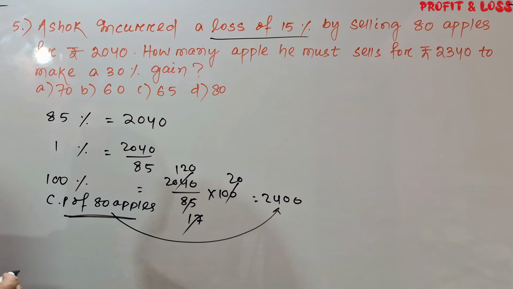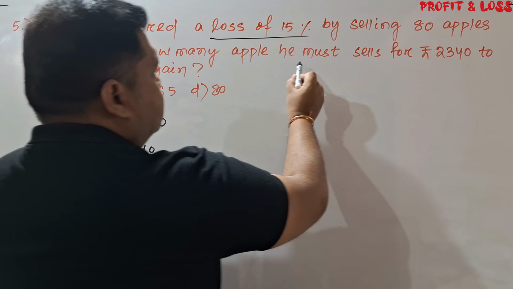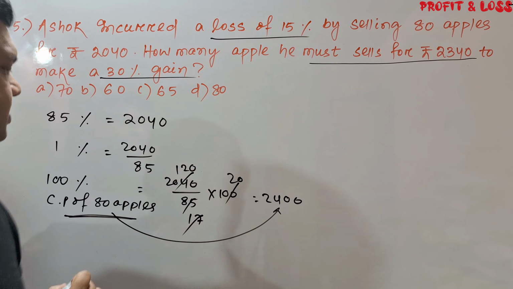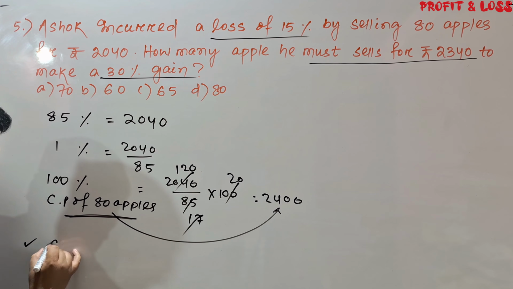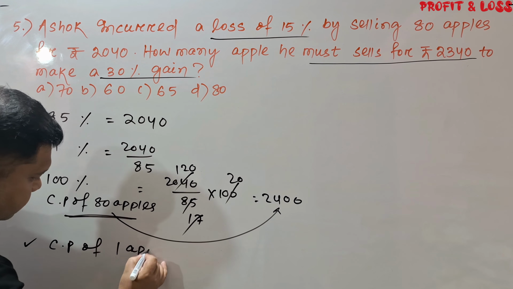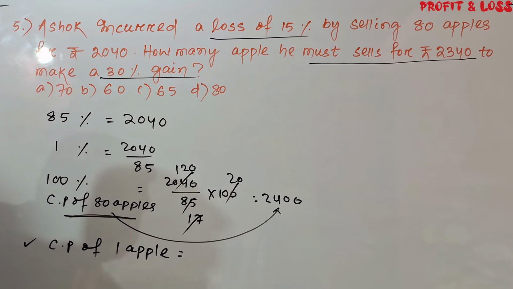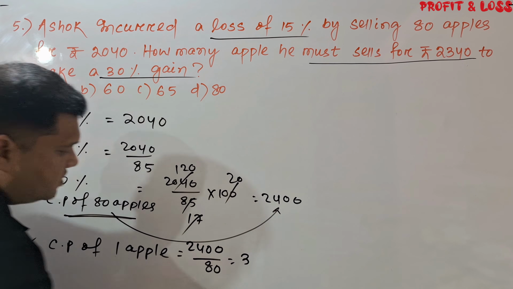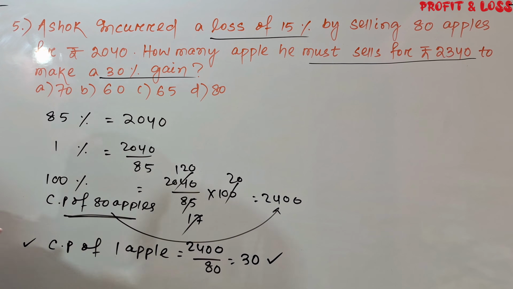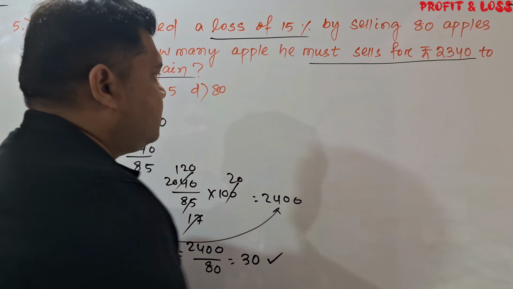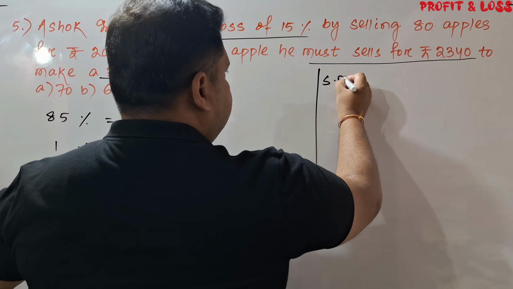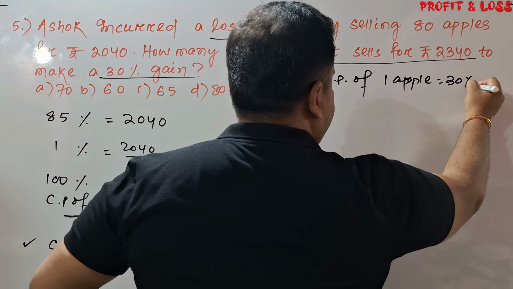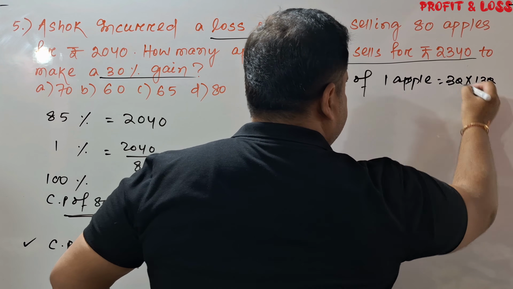Now, how many apples must he sell for rupees 2340 to gain 30%? Here I am going to find the cost price of one apple. For 80 apples the cost price is 2400. For one apple this is 2400 divided by 80. So 8 into 3, 24. So 30 rupees. The cost price of one apple is 30. Now he wants a 30% profit. So the selling price of one apple must be 130% of 30, which means 39.